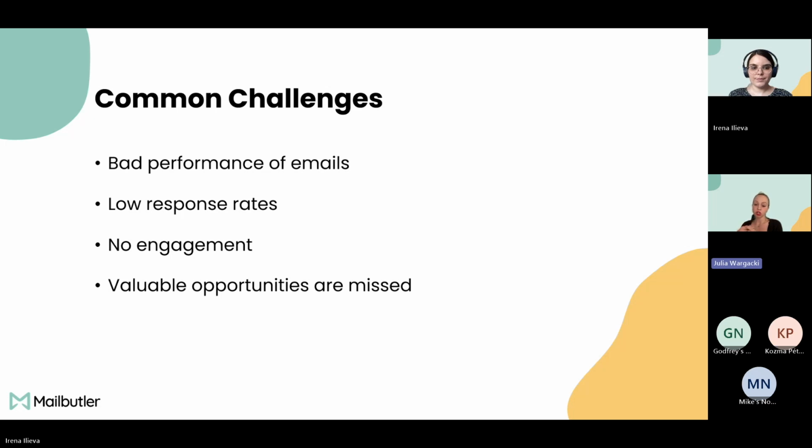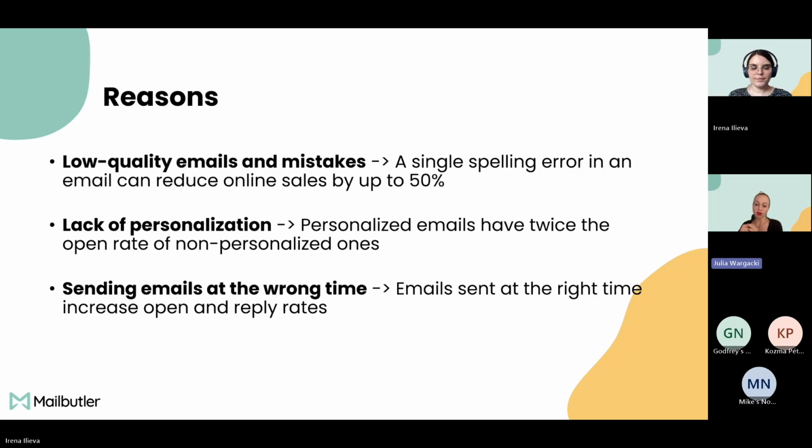Research shows that even a single spelling error in an email can reduce online sales by up to 50%, as consumers may question the credibility of the sender. Then lack of personalization. Emails that have been personalized to the recipient have twice the open rate of non-personalized ones. And then sending emails at the wrong time. Studies confirm that emails sent at the optimal time to reach your recipients significantly increase open and reply rates.